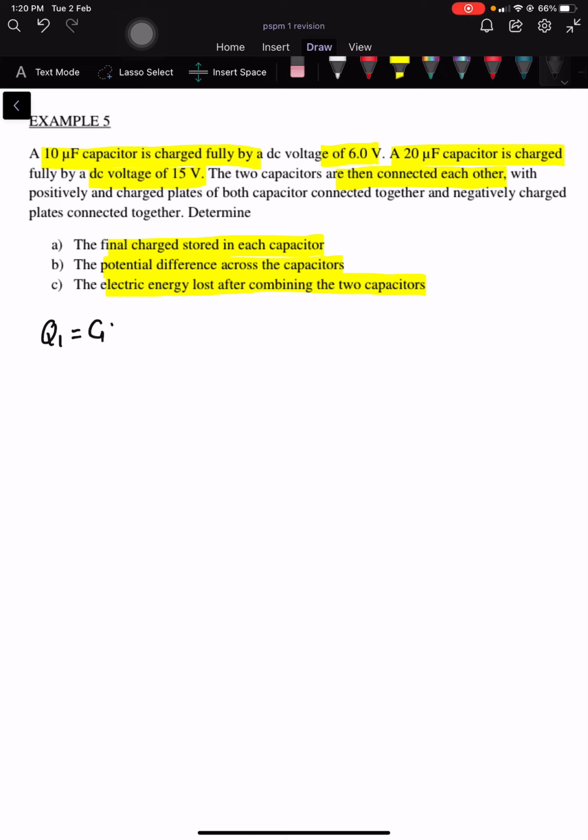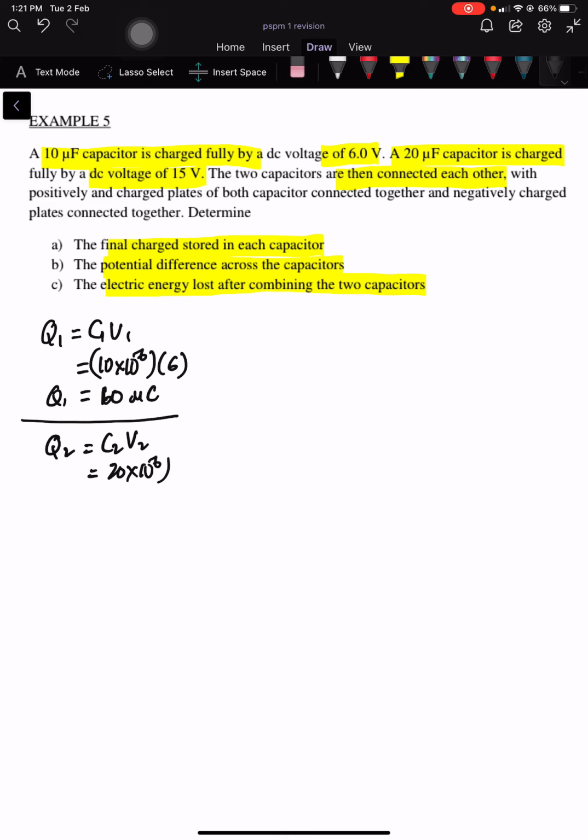So first, we have capacitor 1. Q1 is equal to C1 V1. C1 is 10 micro times V1, 6 volt, so we have 60 microcoulomb. And then we have the charge on C2: Q2 equals C2 V2, charged separately. C2 is 20 micro times V, 15 volt, so we have the charge Q2 as 300 microcoulomb.